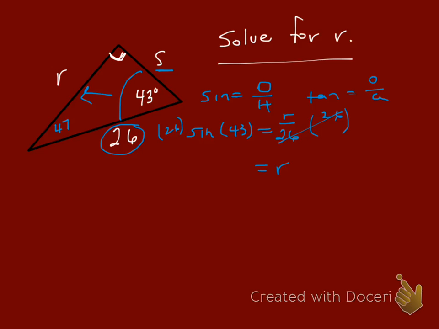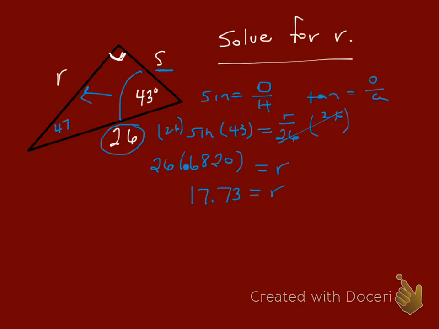Okay, but I can also just do 26. I can go into my calculator and hit sine 43 and get a decimal, which is roughly 0.6820. And I multiply those together times 26, and I end up with R is 17.73. Okay, and again, I'm just rounding to the nearest hundredth there.